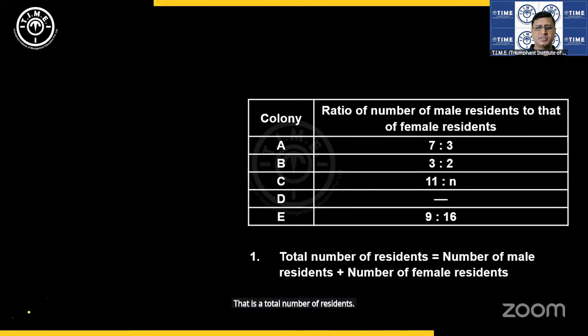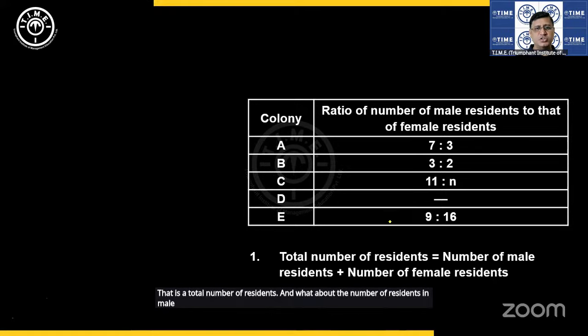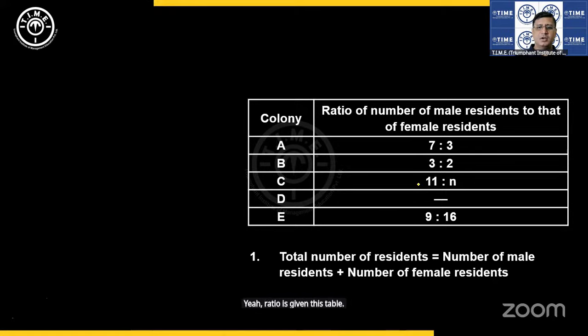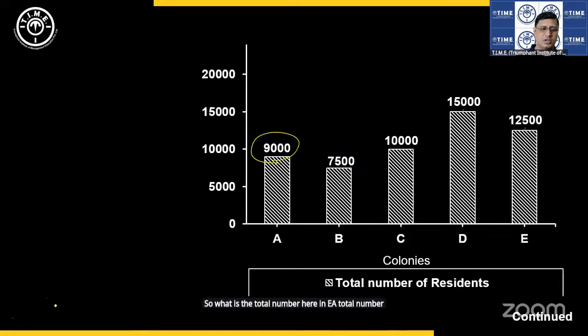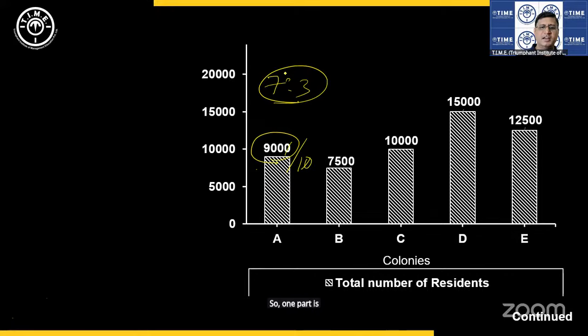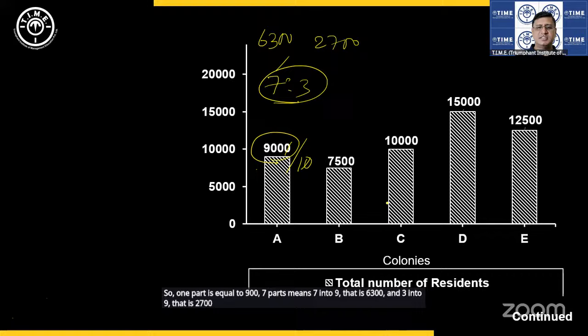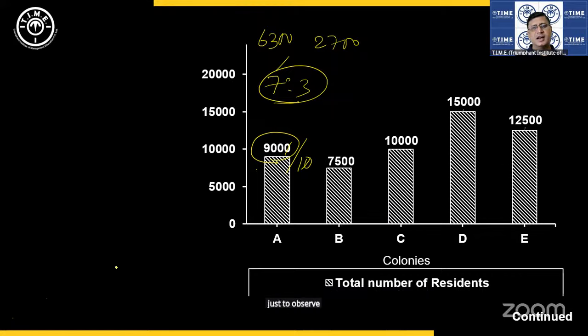And what about the number of residents, male and female? Here the ratio is given in this table. Okay, 7:3. 7:3 means 7 parts male, 3 parts female. So what is the total number here in A? The total number is 9,000. 9,000 divided in 7:3 ratio. The sum of the ratios is 10. So 9,000 divided by 10, 1 part is equal to 900. 7 parts means 7 into 9, that is 6,300, and 3 into 9, that is 2,700. In the same manner, just observe the male and female in the other colonies.